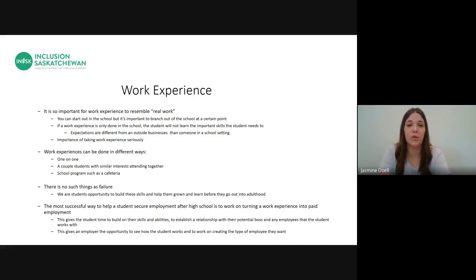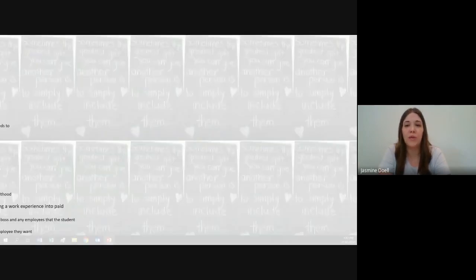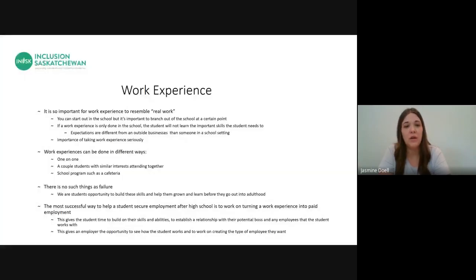There are programs created in schools, such as a canteen or cafeteria area, where skills with money management, working with other people, and other skills could be built. It's okay to start out with work experience in the school like this, as students haven't worked before and they need to gain some basic skills.